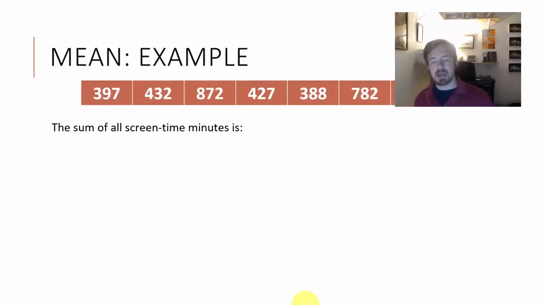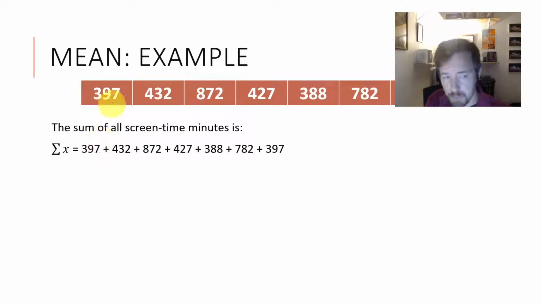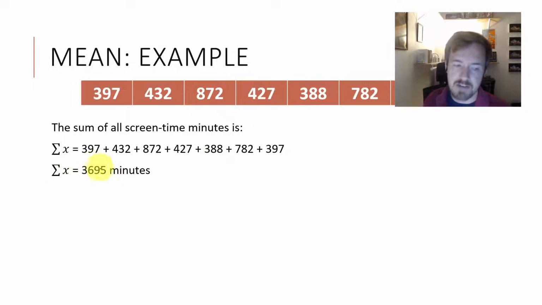Alright, so returning back to our experiment here, if we wanted to add all of these up, that would give us 397 plus 432 plus 872 plus 427 plus 388 plus 782 plus 397. We add all those up, and that gives us 3,695. So what do we do next if we want to get the mean?